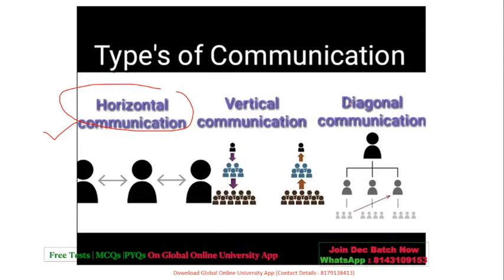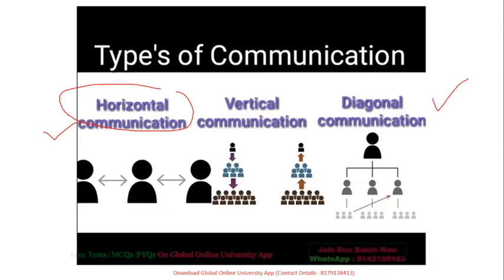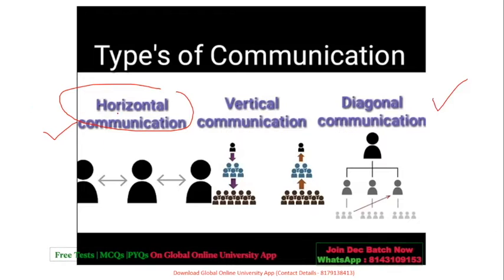Diagonal communication. If I'm talking about one department to another department, or from one branch to another branch, it can be any position. If the position is the same, it will be horizontal, but irrespective of the position, it will be called diagonal communication. These types of questions are seen only with the help of examples, so you should first understand the example and then attempt the question.